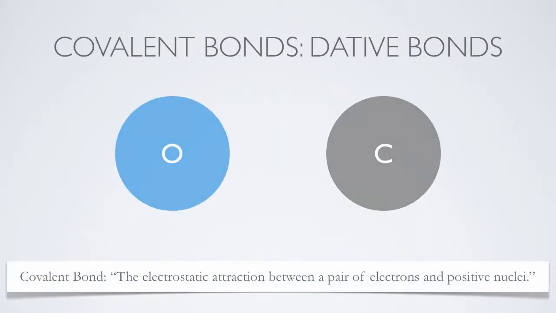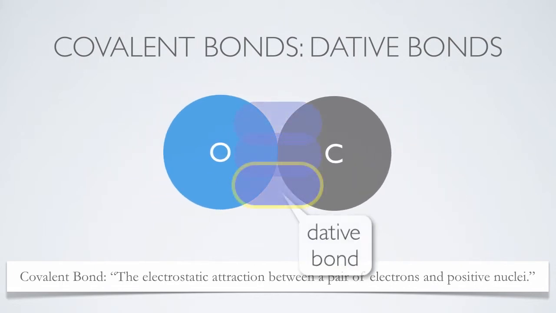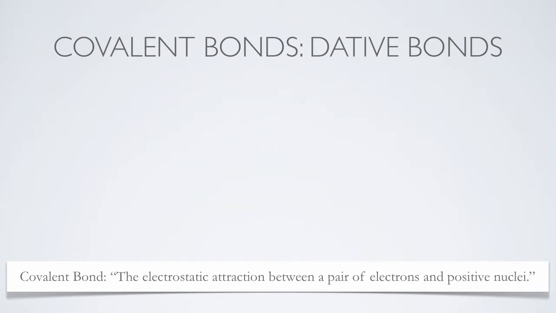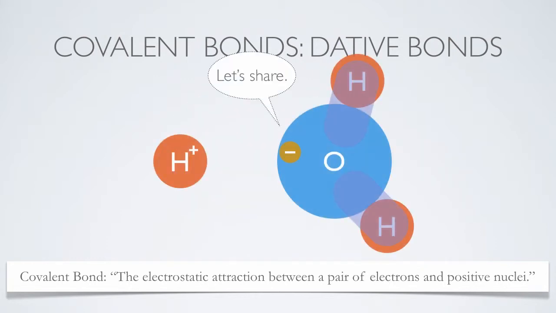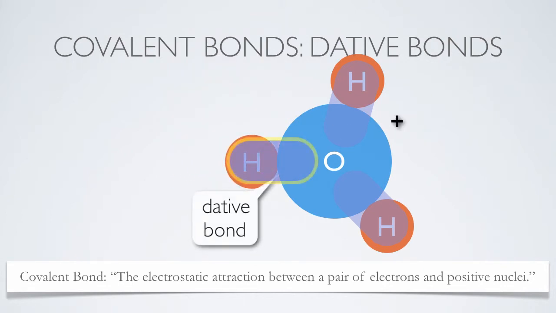If the electron pair in a covalent bond comes from just one atom, we call that a dative bond. For example, here in carbon monoxide, one of the bonds in the triple bond has electrons that came from just oxygen. Another example of a dative bond comes from hydronium ion, which is formed from water and hydrogen ion. We'll see this a lot in acid-base chemistry.